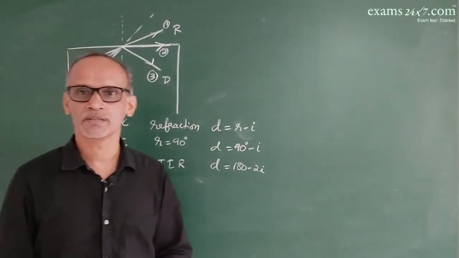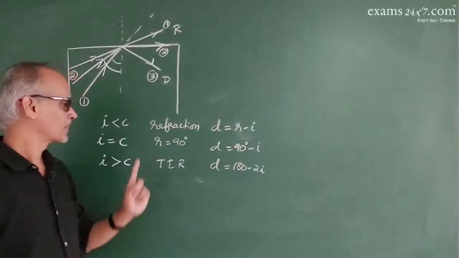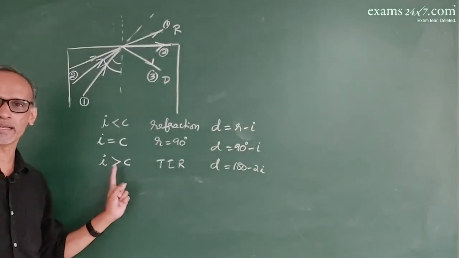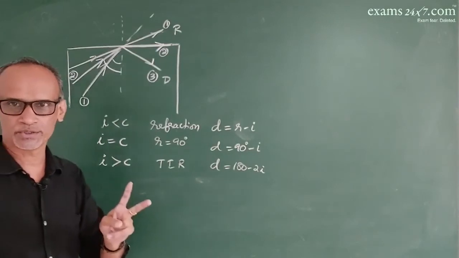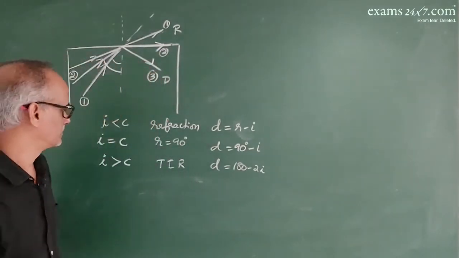For total internal reflection, two conditions are very much essential. One, the ray must travel from the denser to the rarer medium, and two, the angle of incidence must be greater than the critical angle for the pair of media. So without satisfying these two conditions, there cannot be any total internal reflection.